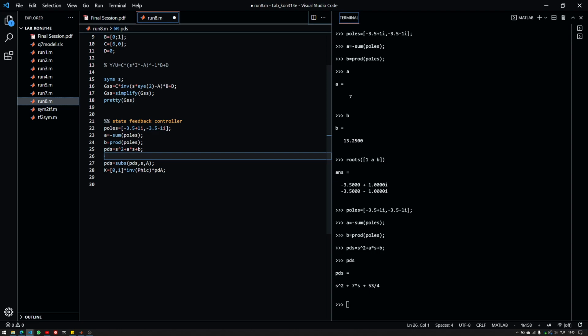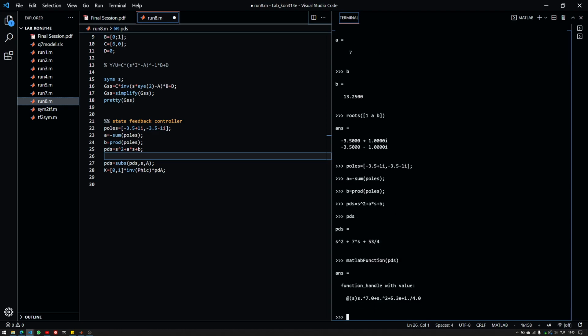Now, we have PDS. I guess I can use a little MATLAB hack here, but I'm not sure. MATLAB function PDS gives me something like this, which is not the same for a matrix. So, yeah, we have to do it manually.